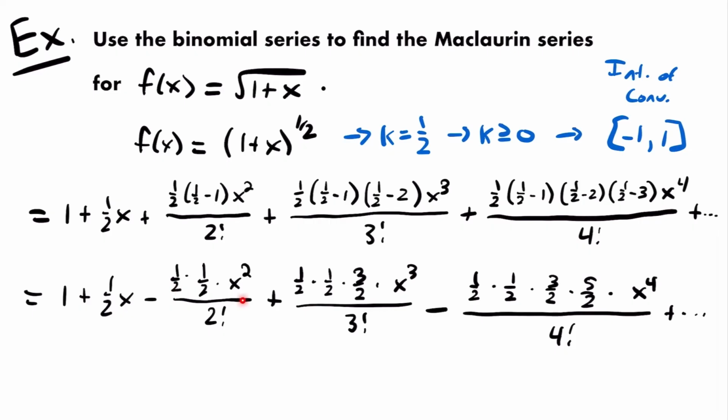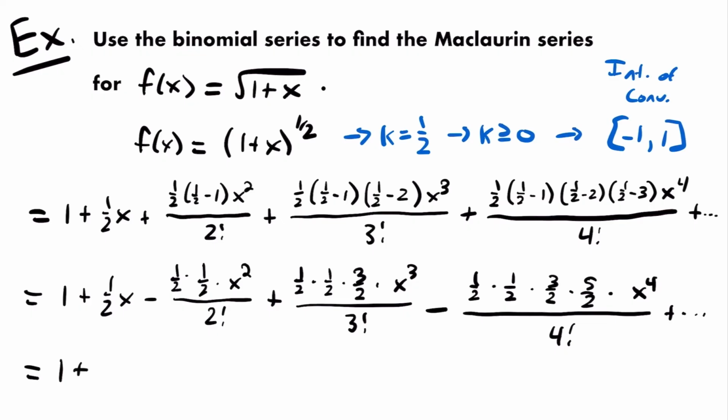Okay, but notice that those denominators are all 2, and it increases by one 2 with each term, right? We have 2 times 2, that's 2 squared. Then we have 2 times 2 times 2, which is 2 cubed. And then we have 2 times 2 times 2 times 2. That's 2 to the fourth power. So here's how we can rewrite these terms.